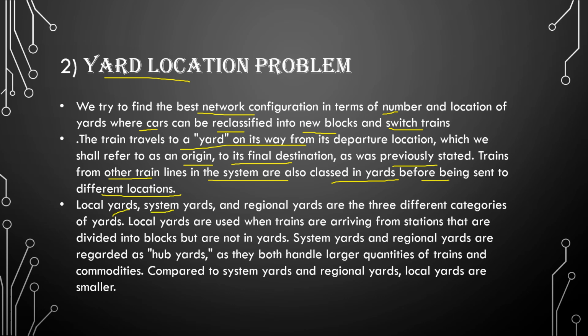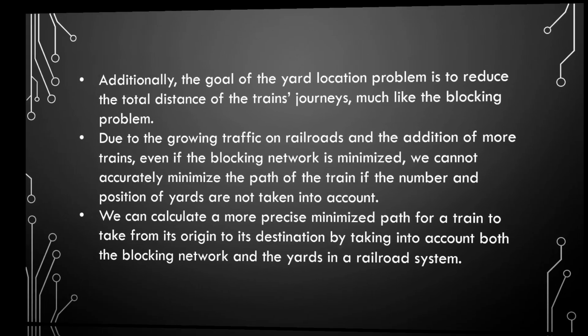Local yards, system yards, and regional yards are the three different categories of yards. Local yards are used when trains are arriving from stations that are divided into blocks but are not in yards. System yards and regional yards are regarded as hub yards as they both handle a larger quantity of trains and commodities. Compared to system yards and regional yards, local yards are smaller. So let us move to the next.